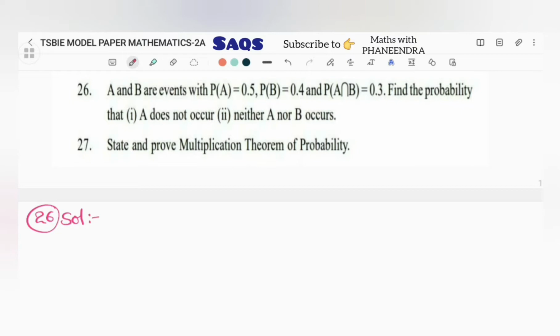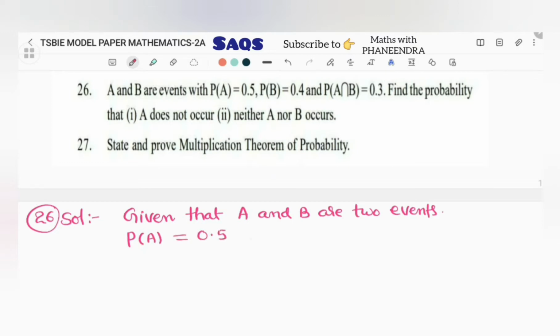Yeah, question number 26. A and B are events with P of A equal to 0.5, P of B equal to 0.4, and P of A intersection B equal to 0.3. So given that A and B are any two events, the probability of A is given as 0.5, the probability of the event B is given as 0.4, and P of A intersection B is also given, 0.3.